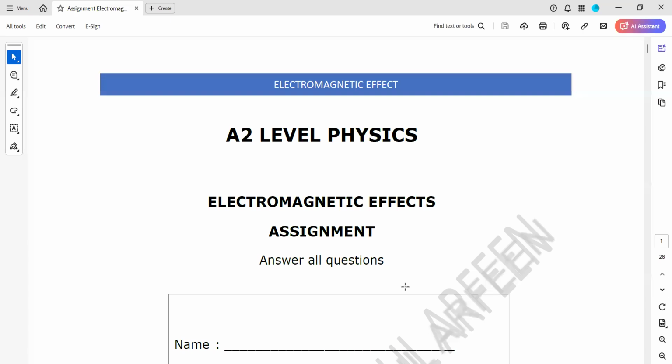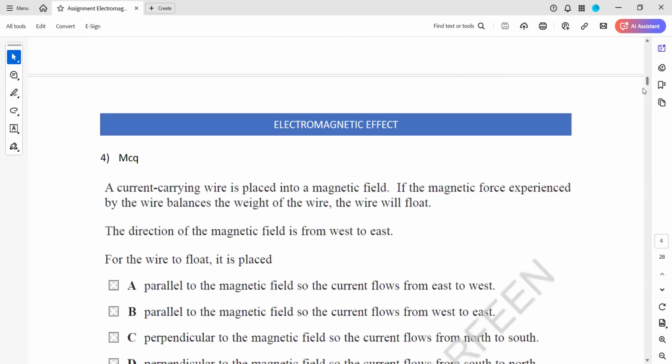So this exercise is related to the electromagnetic effect. And so what is the electromagnetic effect? We know the change in magnetic flux linkage will induce EMF. And there's also a motor effect. We have discussed this. So I'll solve some questions, 5 to 8, first, at the MCQs.